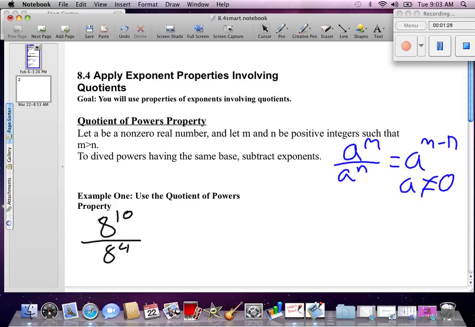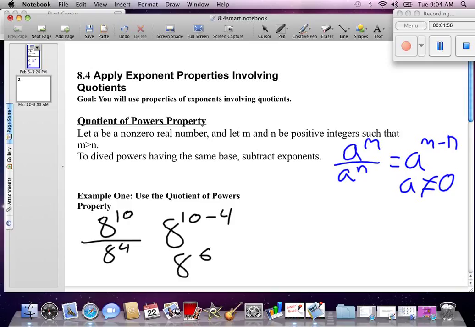So let's do some examples first of that first quotient. Okay? You need to scratch off the first part because there's a mistake on yours. All it should say for A is A to the 10th over A to the 4th. All right. So if we have 8 to the 10th over 8 to the 4th, the bases are the same.